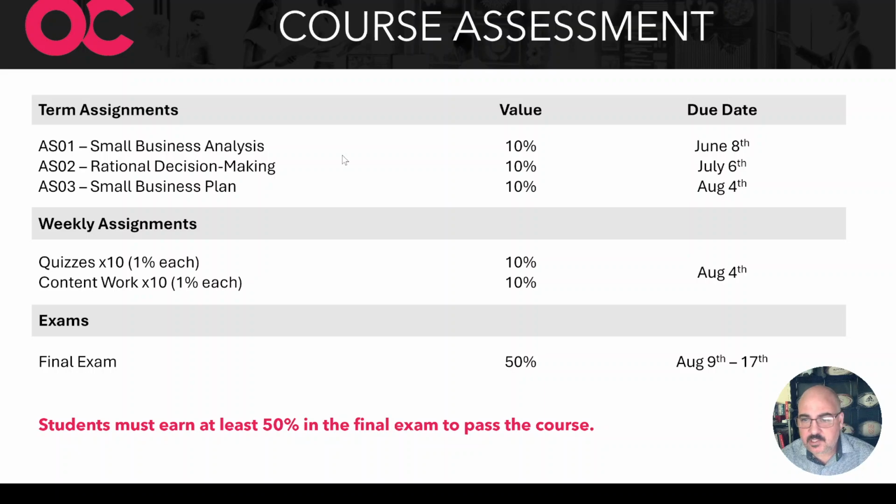So there's 10 quizzes worth 1% each, and 10 activities or content work that are worth 1% each. All of those are due by the last day of the course, August 4th. And then we also have our final exam, which is in the period from August 9th to August 17th. Guys, just a note here, you must get 50% in the exam to pass the course.